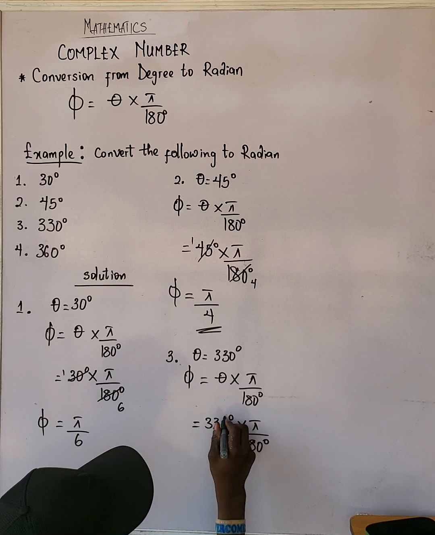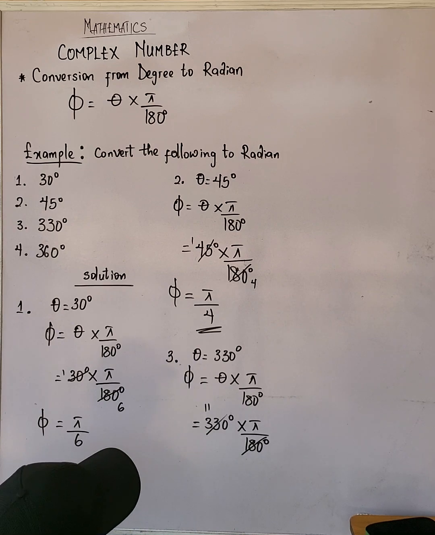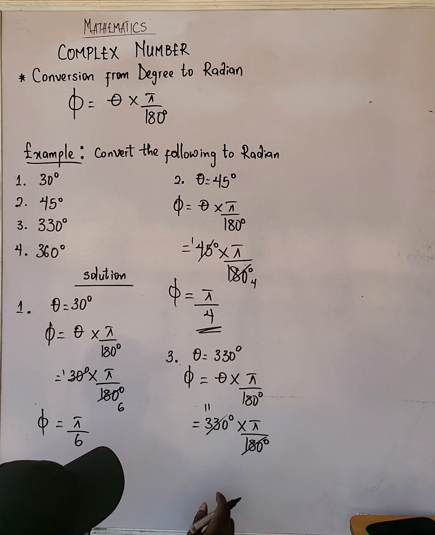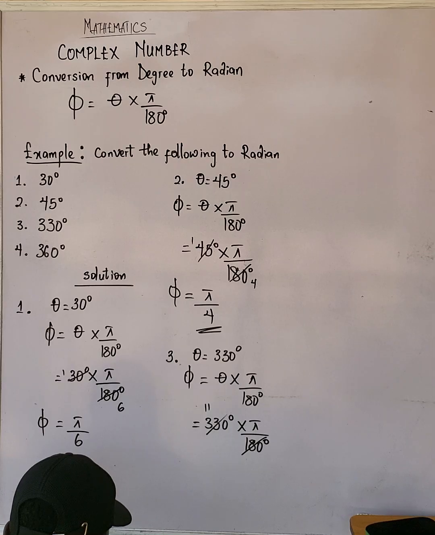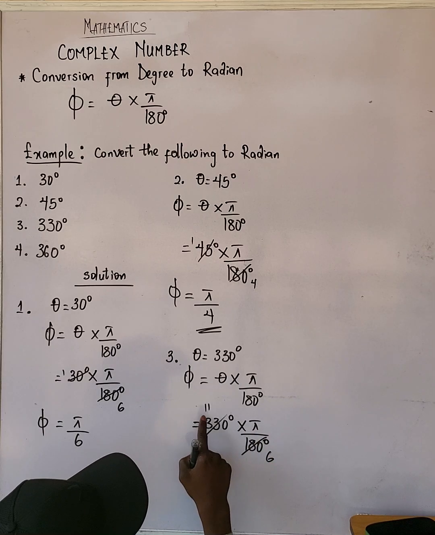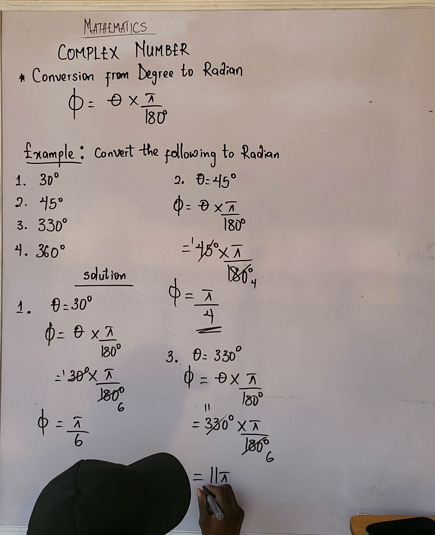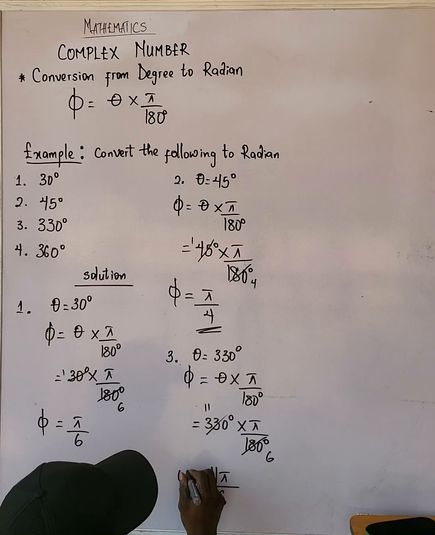11. So 330 here, 30 in 330 will give us 11. Then 30 in 180 will give us 6. So what will be our answer? Pi times 11 will give us 11 pi over 6. And this is how you get the answer.